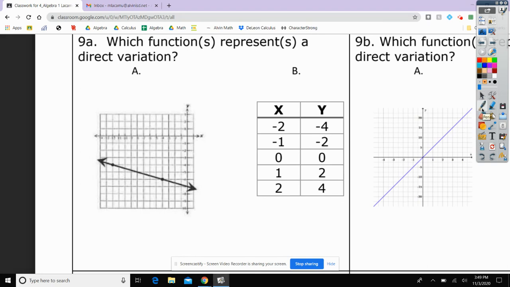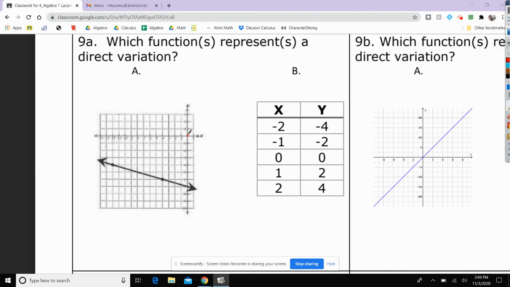Nine wants to know which one of these represents a direct variation. And we talked about to be direct variation, it has to pass through the origin, which would be this point right here. So since this line does not pass through the origin, it is not direct variation. And another way to say the origin is the point 0, 0. So if we look at this table here, notice it passes through 0, 0. So B would be direct variation. It just has to go through the origin or the point 0, 0.